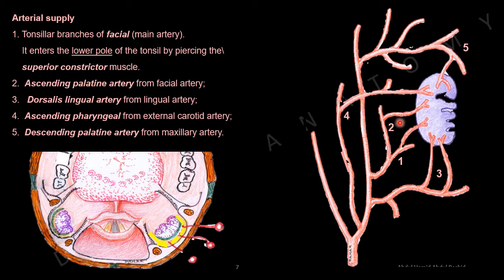Next is number 3, dorsalis linguae artery, coming from the lingual artery. Next is number 4, ascending pharyngeal artery, which is coming from the external carotid artery and supplies the palatine tonsil. And number 5, descending palatine artery, coming from the maxillary artery. They are all coming and supplying the palatine tonsil.